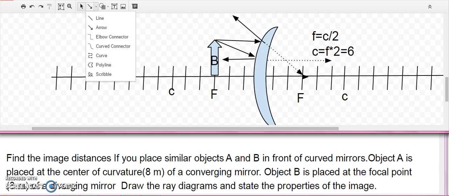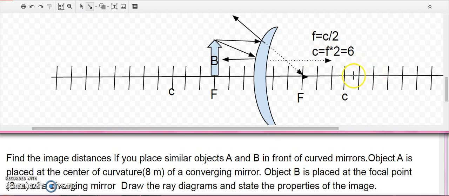Okay, time for ray 3. Ray 3 is going to head straight towards the center of curvature on this side, and then reflect back upon itself. So get your mega long arrow, to head towards it, then it's going to reflect back on itself. We can shorten this so that we can draw our dotted arrow as well.